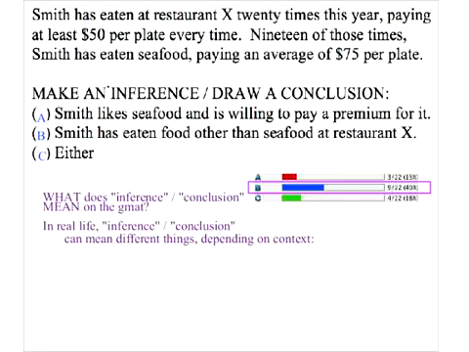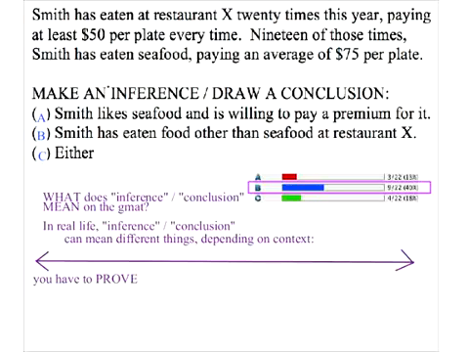So yeah, Milan has it. But the point here is, in real life, that there's a whole spectrum of what that word can mean. I mean, it can mean you have to prove something beyond any reasonable doubt.